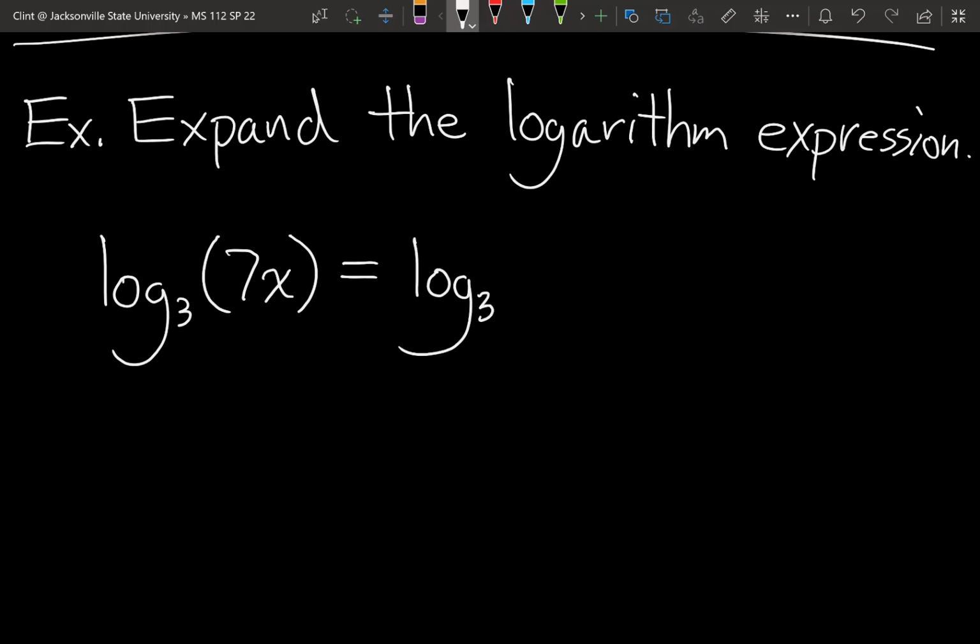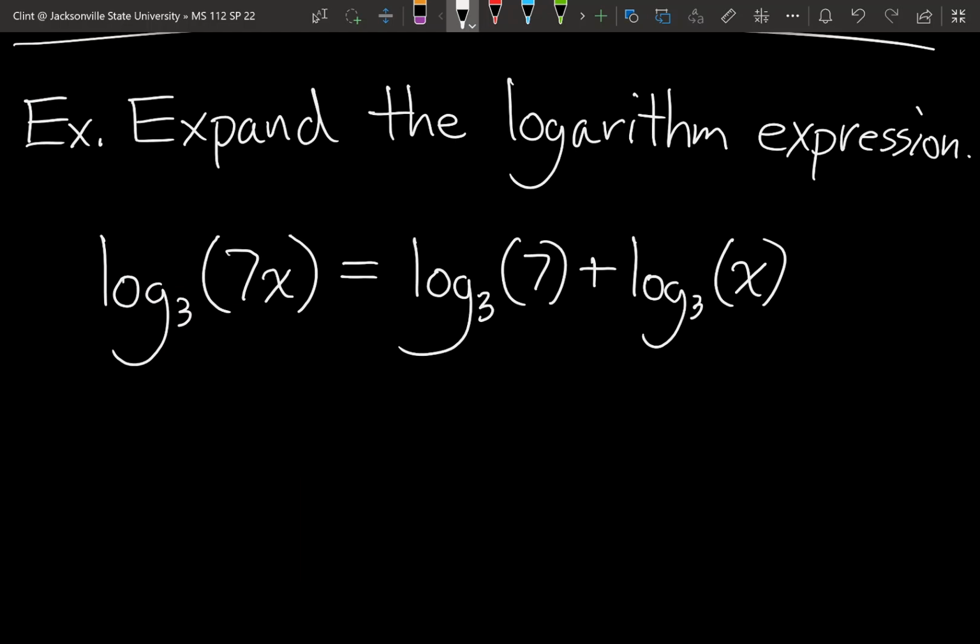That would be log base 3 of 7, and since it was multiplication, it turns into plus log base 3 of x. Okay, that's all we can do on that one. It didn't have a lot going on. It's just using property number 1.